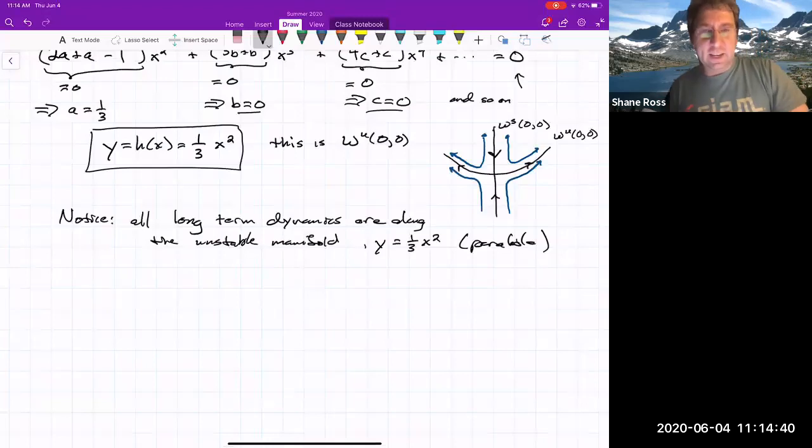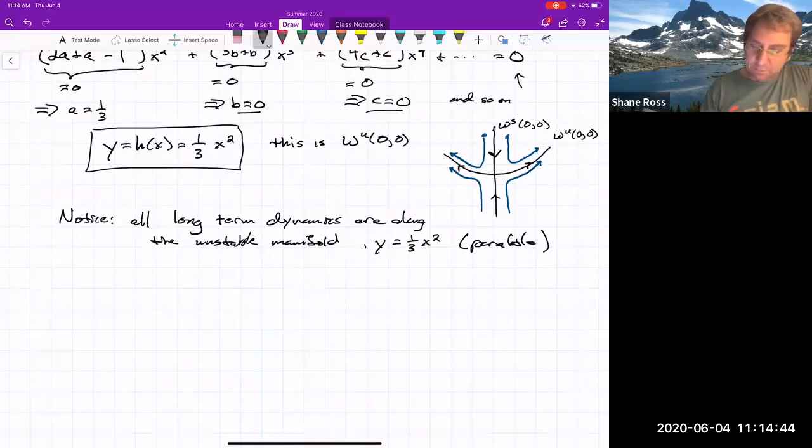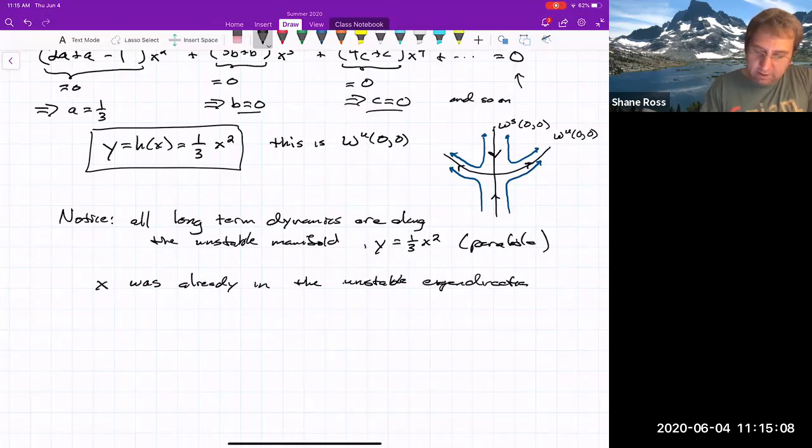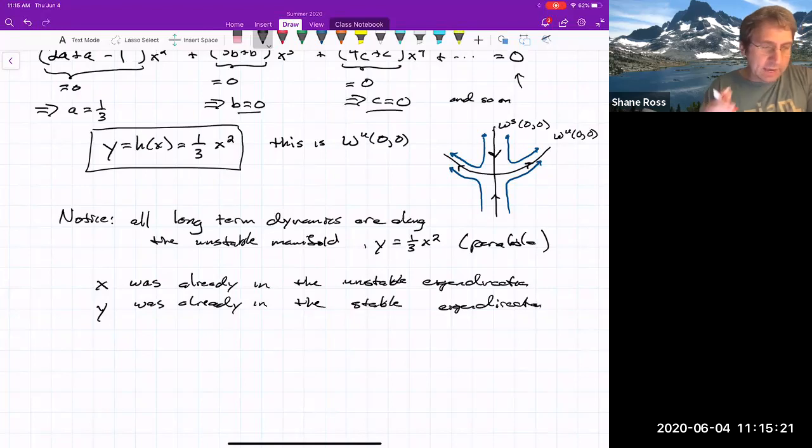A final note, and then we'll end and start with center manifold theory next time. These are some other remarks. x was already in the unstable direction, if you want the unstable eigendirection. And y was already in the stable eigendirection. If they weren't, then we would have to do a transformation to the eigenbasis so that the new x variable is along the unstable direction and the new y variable would be along the stable direction.